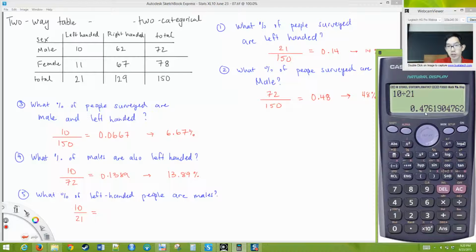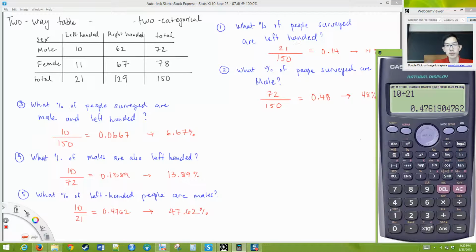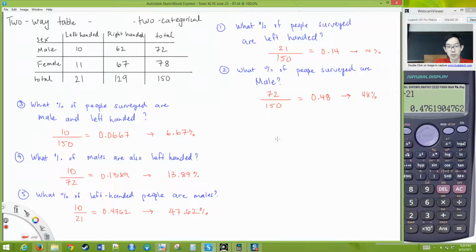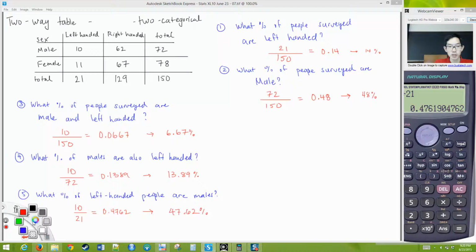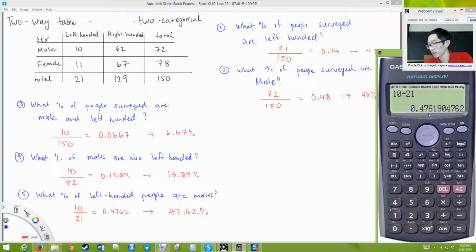Are there any questions on this? 0.4762. I'm going to write 47.62%. Is that good with everybody? Okay, good. This is easy peasy. It's about as hard as today's stuff is going to get.